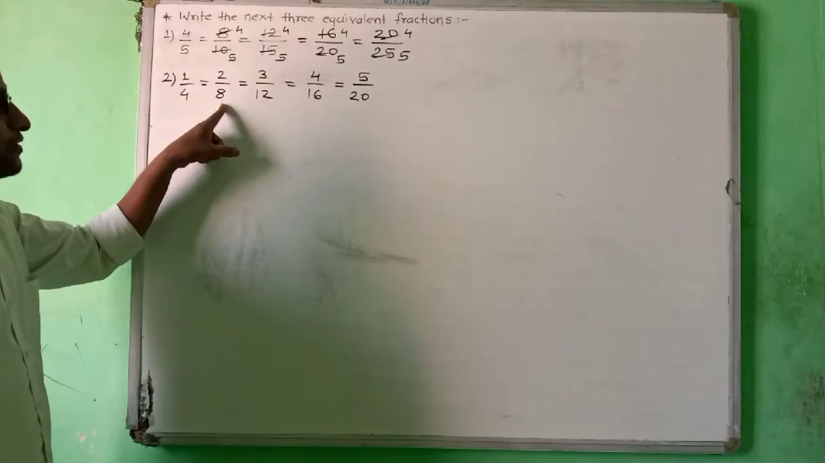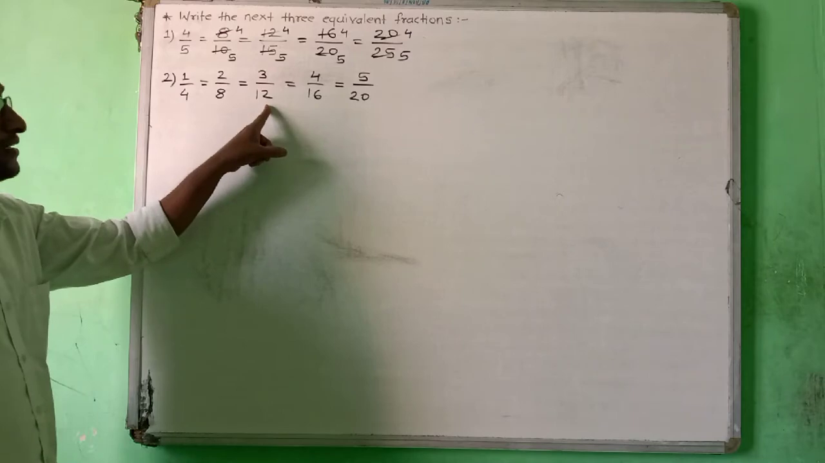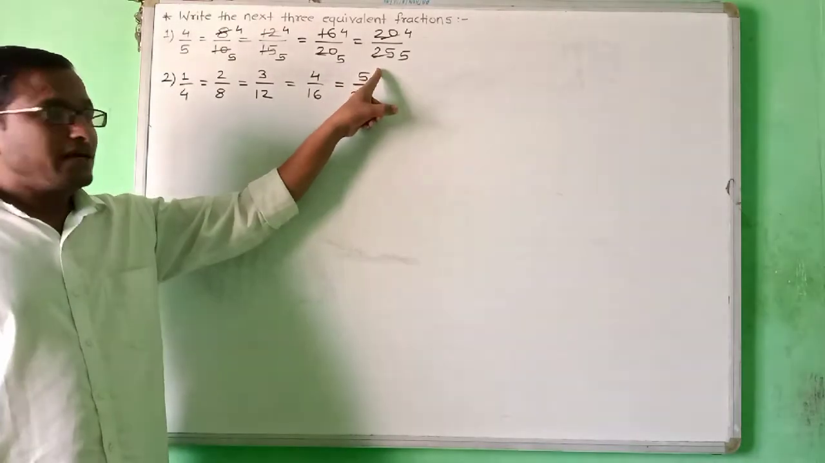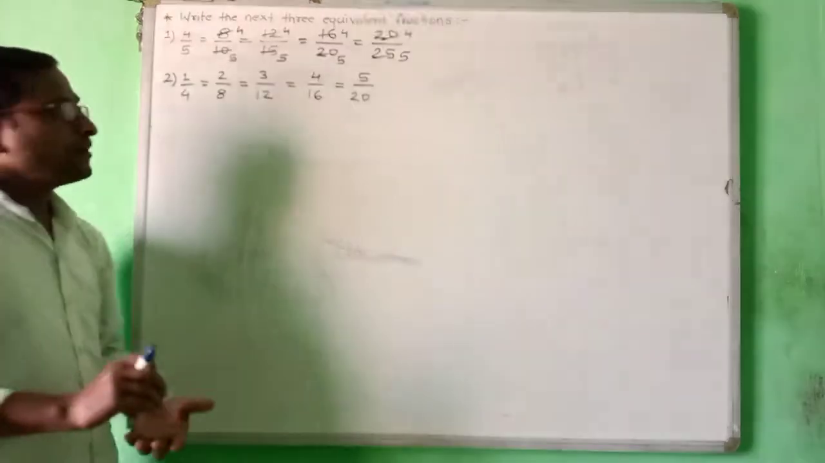2 1s are 2, 2 4s are 8, so we get 1 upon 4 here. 3 1s are 3, 3 4s are 12. 4 1s are 4, 4 4s are 16. 5 1s are 5, 5 4s are 20. So all fractions have the same value.